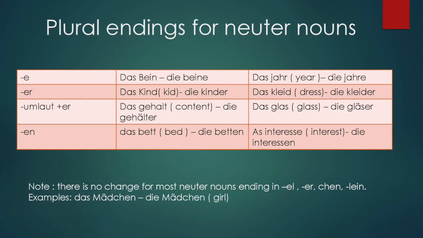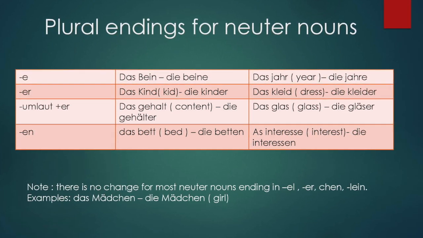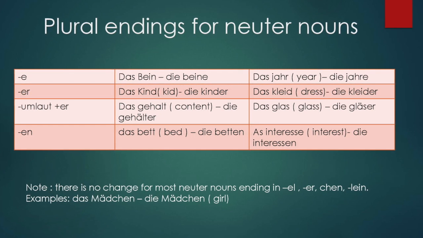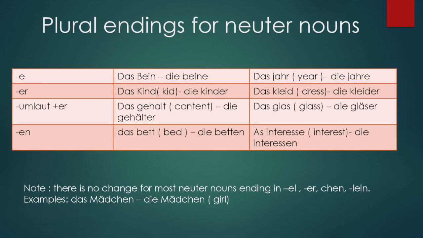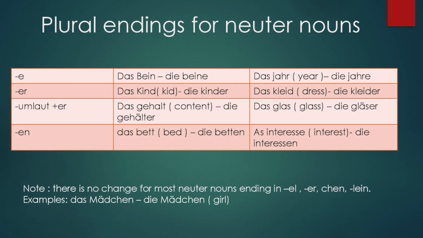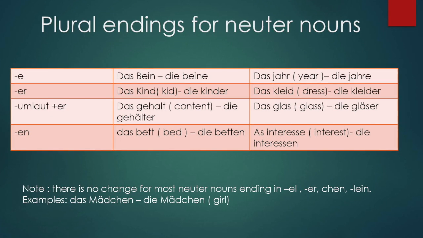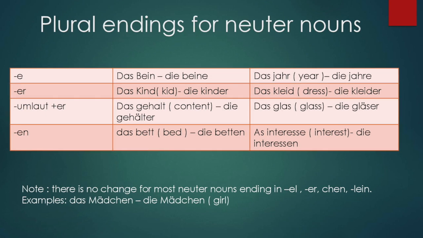das Interesse, die Interessen. There is no change for most neuter nouns ending in el, er, chen, lein. Examples are das Mädchen, die Mädchen. Only the article will change.